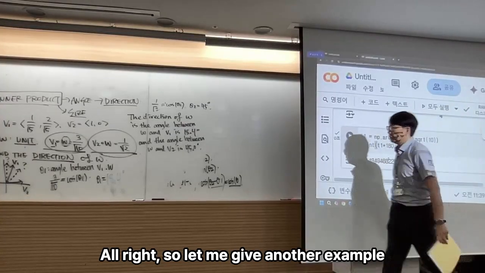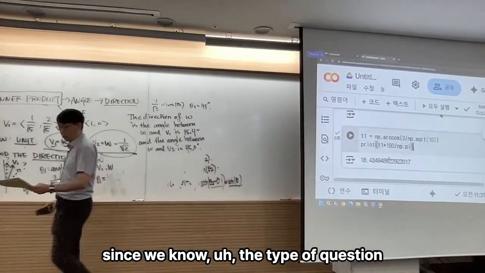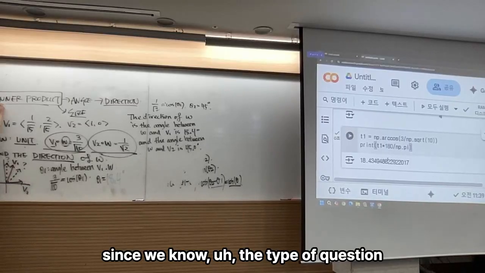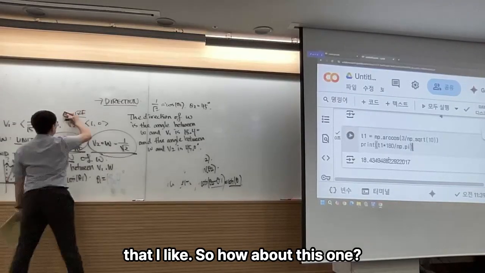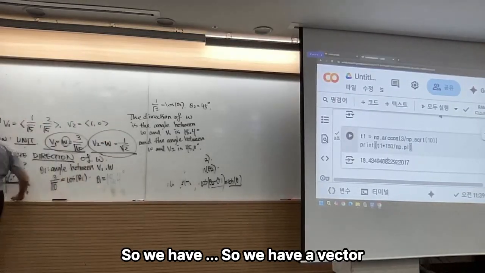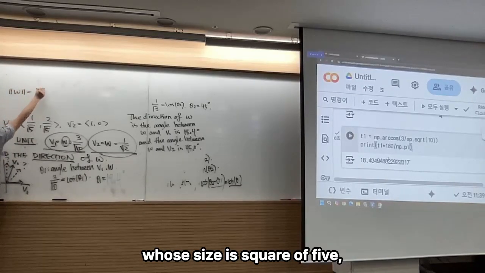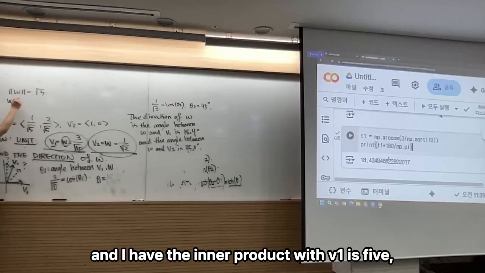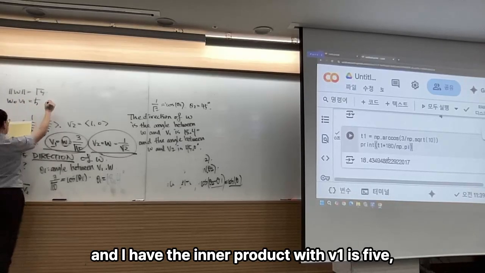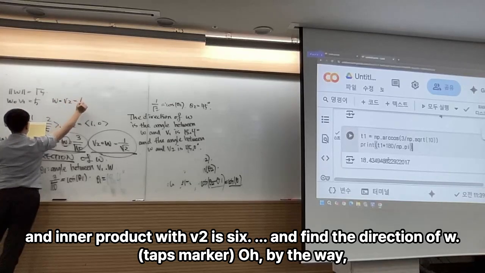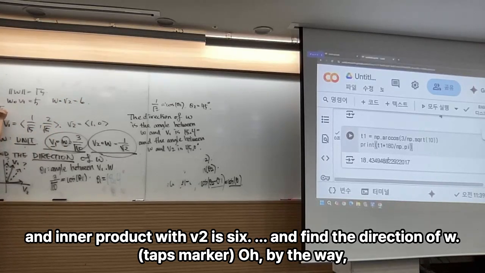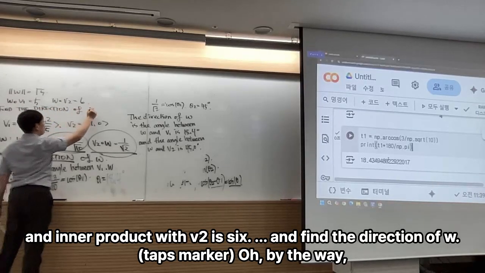All right, so let me give another example. Since we know the type of question that I like, how about this one? So we have a vector W whose size is square root of 5, and the inner product with V1 is 5, and the inner product with V2 is 6. Find the direction of W.